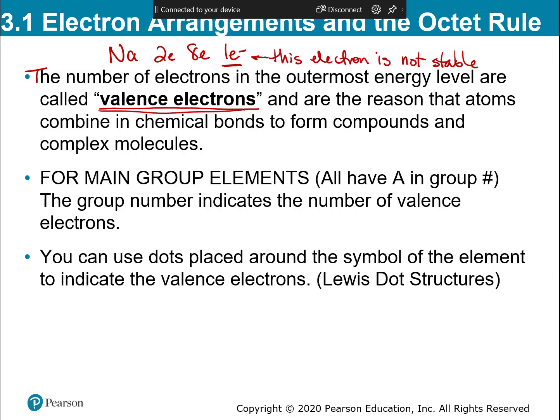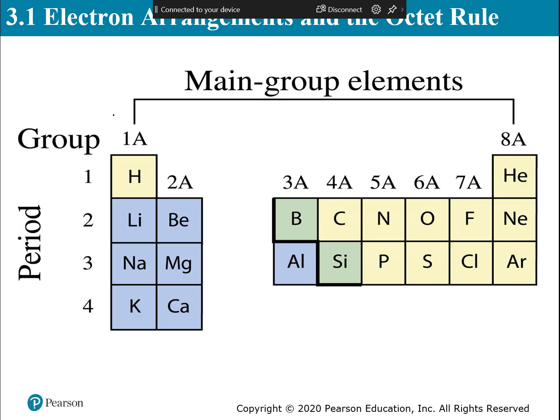But you can actually tell how many valence electrons a main group element has just by the number in front of the capital A at the top of the columns. So if you look on your periodic table, look at the capital A at the top of the first column, and you see it's group 1A. So that group here, this tells you that you have 1 valence electron.